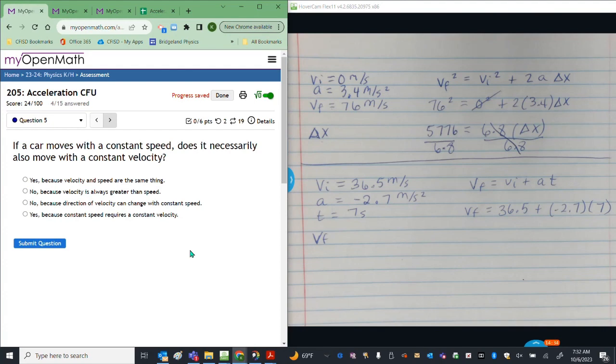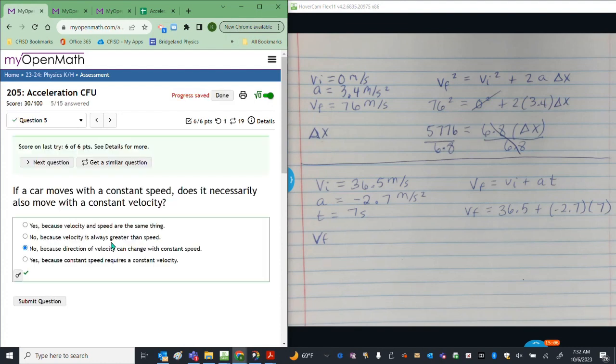Acceleration is speeding up, slowing down, or changing direction. Okay, you're going to see that again, by the way. And so if I'm talking about this here, I can move at a constant speed and turn. Okay, and that would not be a constant velocity. It would also constitute acceleration. But if I look at my choices, I'm going to say no, because the direction of velocity can change with constant speed, and that is absolutely true. I can take a turn at a constant speed and yet still have a changing velocity and thus still be accelerating. Okay, so that one you should have said no, because direction of velocity can change with constant speed.